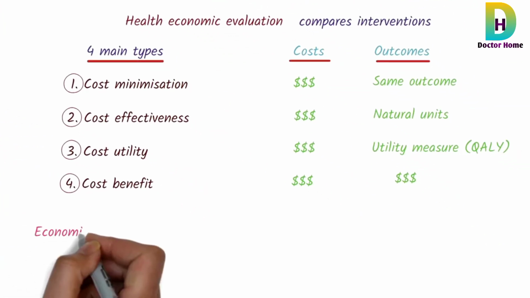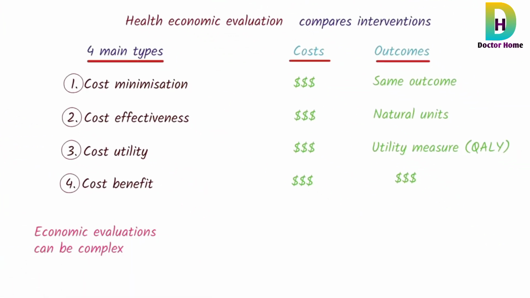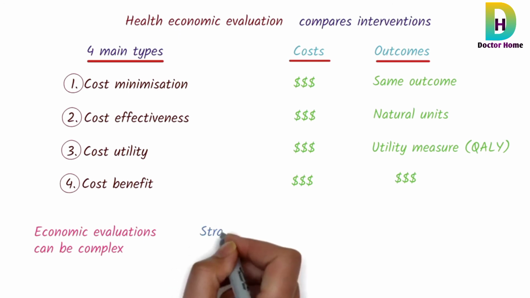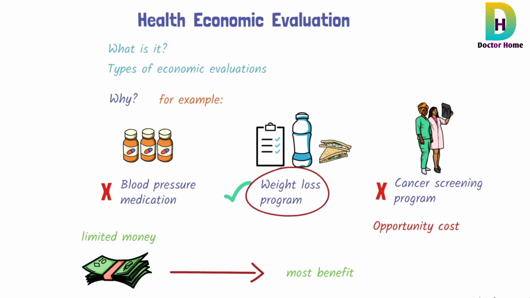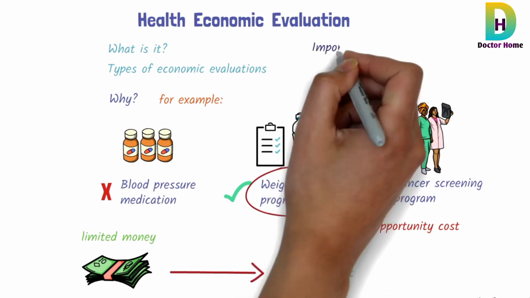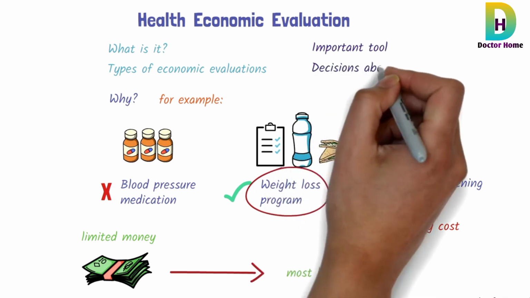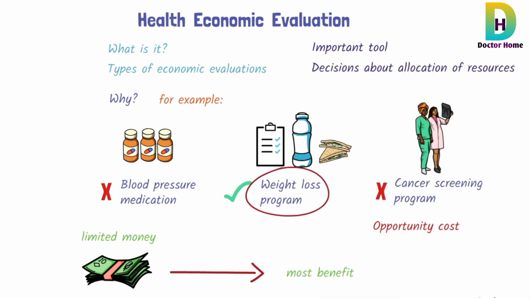In reality, economic evaluations can be quite complex to do and require various statistical calculations and adjustments, such as stratification, to adjust for different patient groups that might benefit differently from the interventions, discounting, to account for costs and benefits that occur at different times, and sensitivity analysis, to adjust for uncertainties in the data. And that's a very quick introduction to health economic evaluation, an important tool that helps us make decisions about allocating health resources. We've had a look at what it is and the different types of economic evaluations.